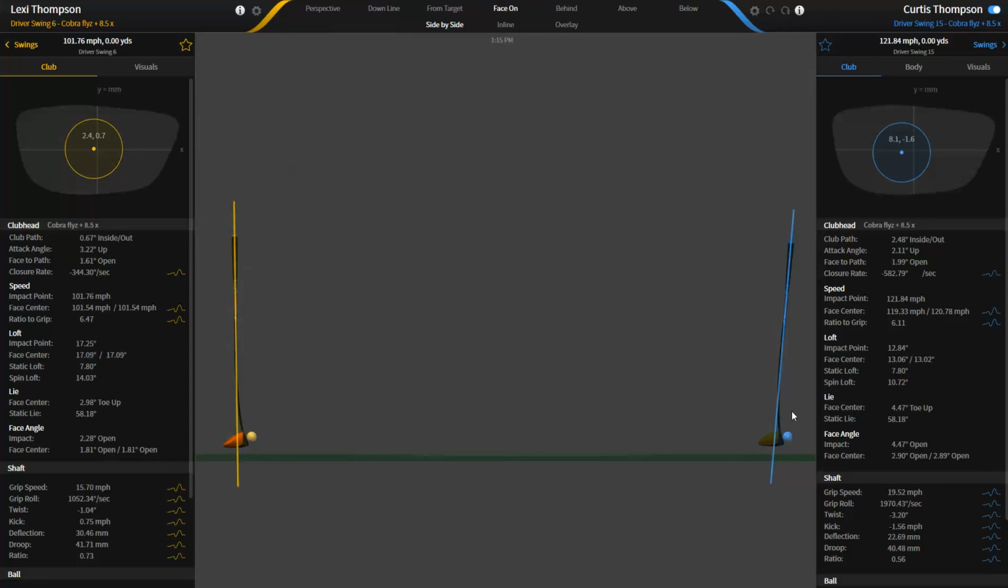So how do we manage deflection? The more shaft deflection we get, that's going to increase the angle of attack, and it's going to move the marks down on the face, and it's going to move the swing path more to the left for a right-handed player, or more towards zero in this case. So she's hitting inside to out 6 degrees, up 3.2 degrees.